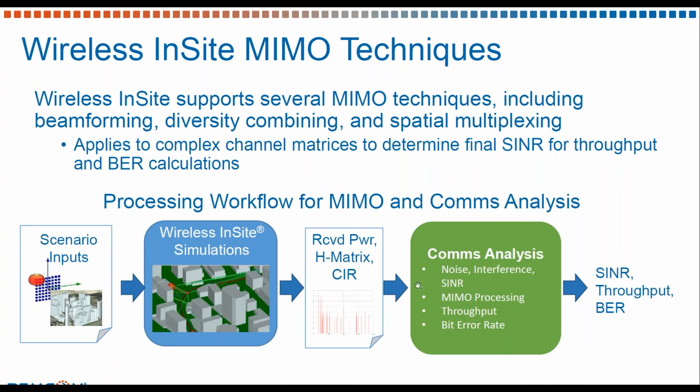That is where we get into our communication system analysis. This is the post-processing step where it looks at the output that we got from the main simulation, applies these different MIMO processing methods, and then yields a final SINR, throughput, and BER (bit error rate) metrics.